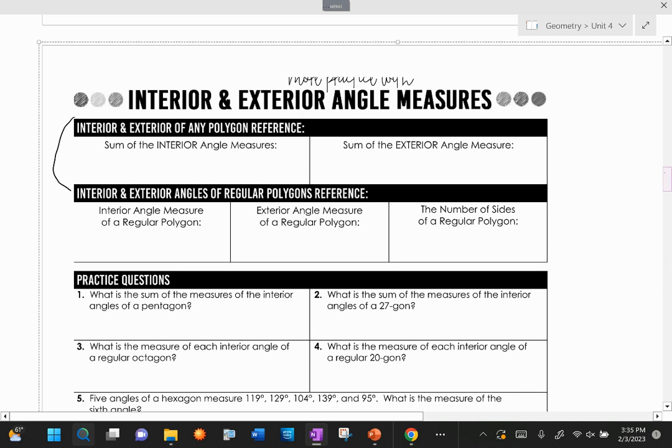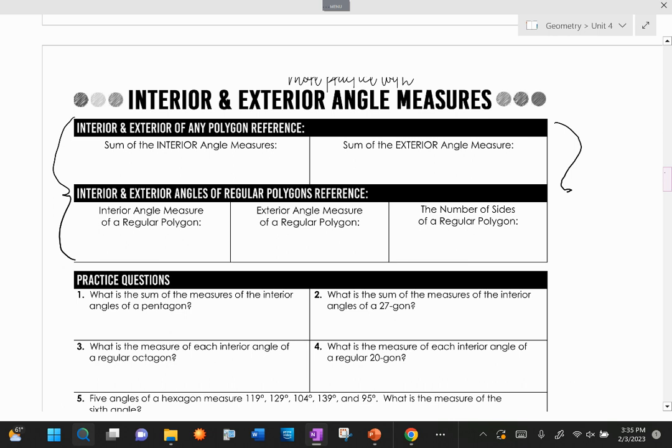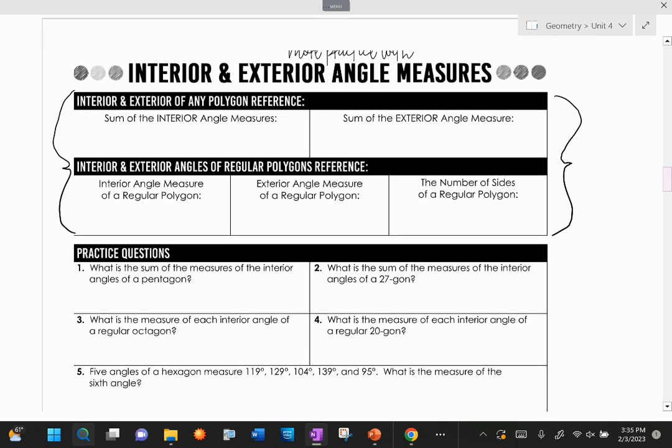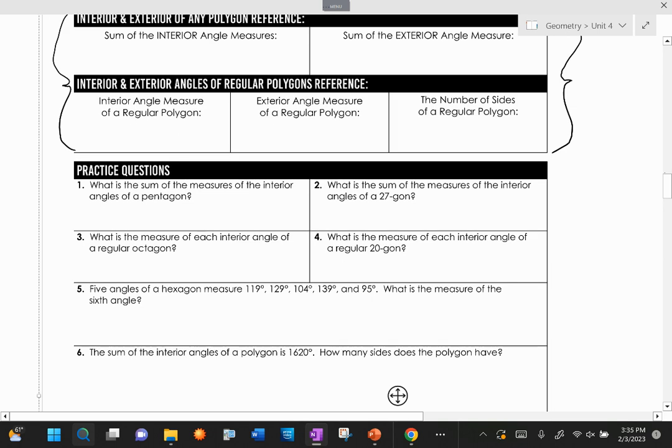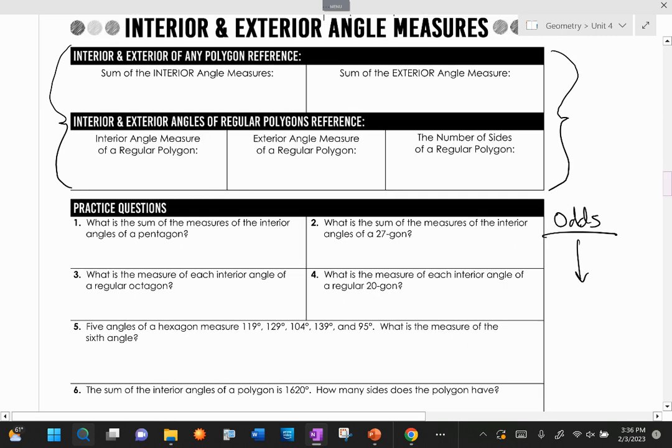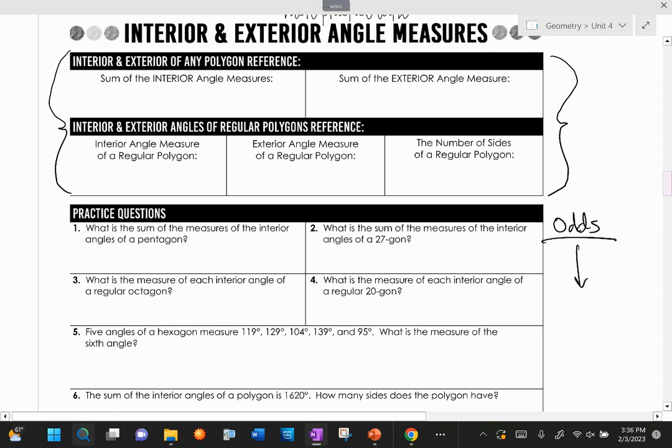Please do this section completely. Don't skip any of those. But under the practice questions, you only need to do the odds. Mark that on your paper. You need to do both the interior and exterior of any polygon reference, just reiterating what we've done from the notes. Then those little 3 tidbits right under that, and then the practice questions only do the odds. Yes, for the rest of the paper.